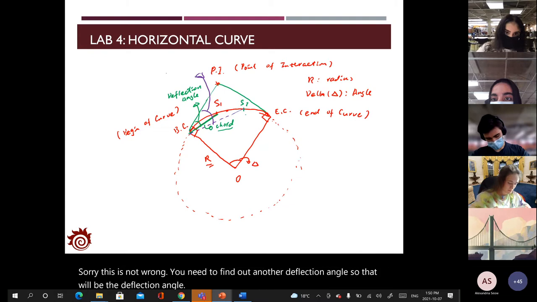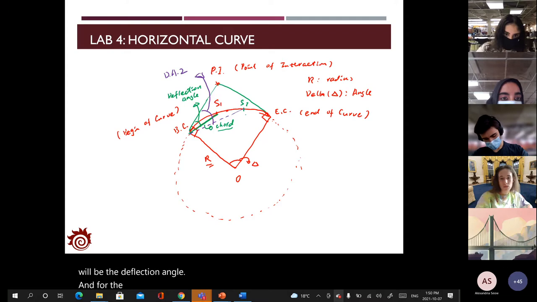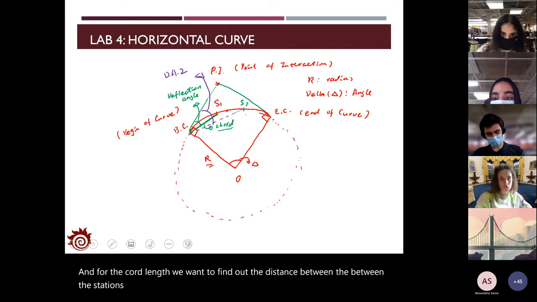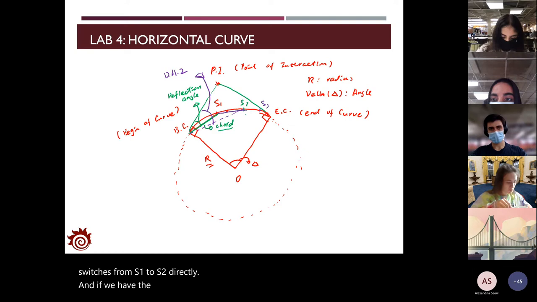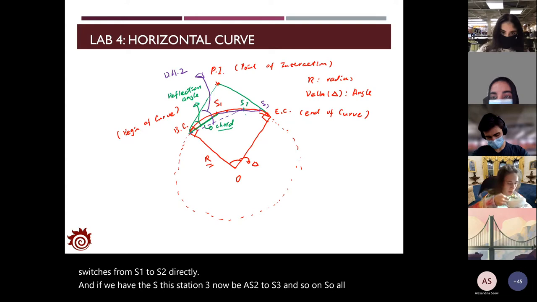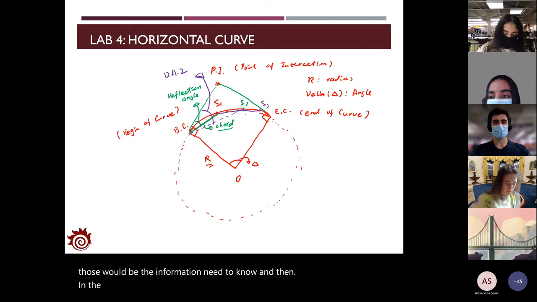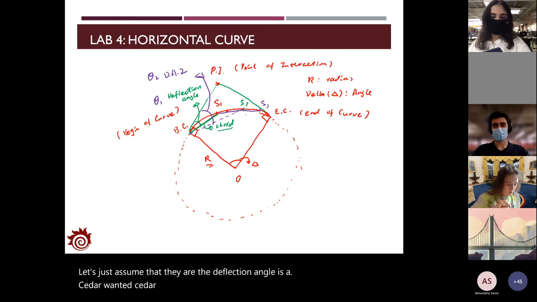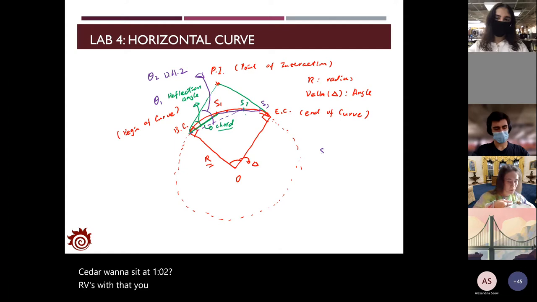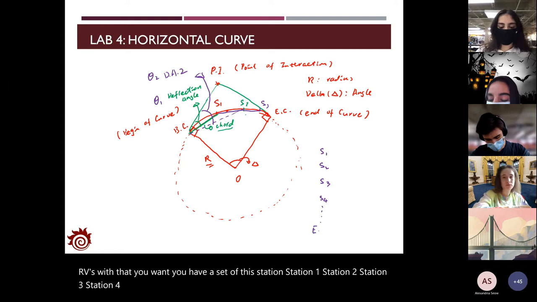For the chord length, we want to find the distance between the stations, not from the BC point. So we want the chord length from S1 to S2 directly, and if we have station 3, that will be S2 to S3, and so on. Those are the information you need to know. In the preparation, let's assume that the deflection angles are theta 1, theta 2, with a set of station 1, station 2, station 3, station 4, and so on until you reach the end of the curvature.